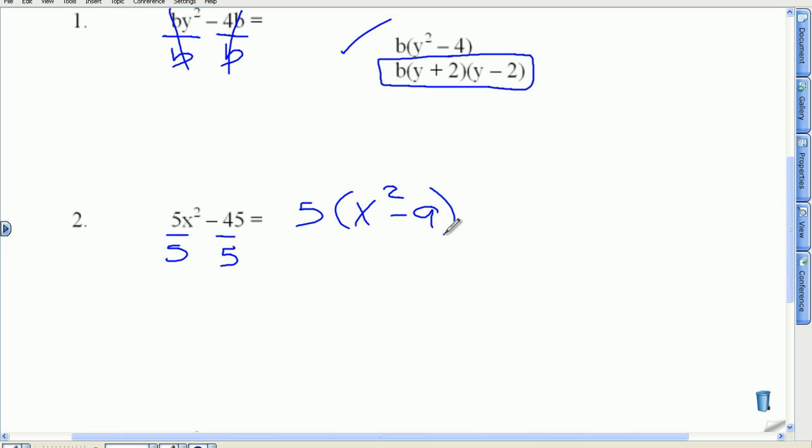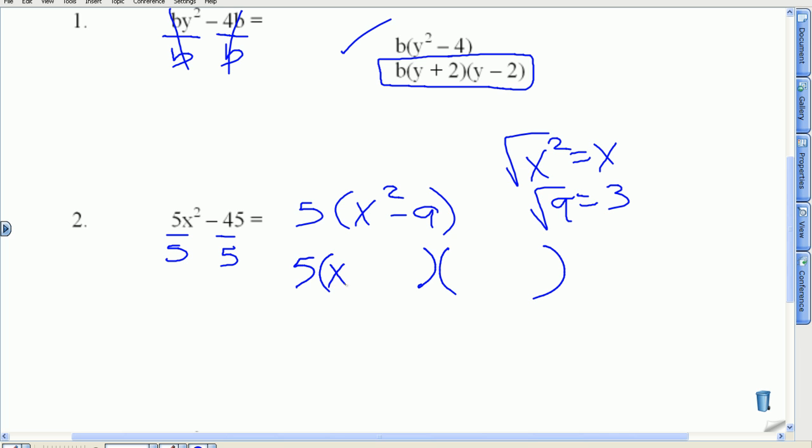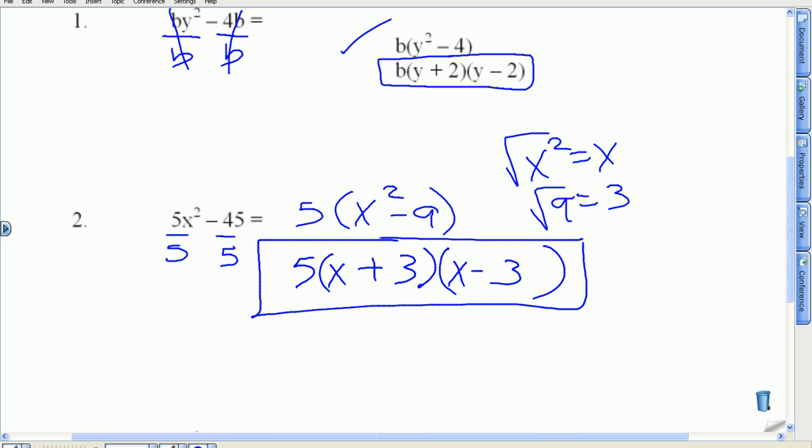Step 2, is this difference of two squares? Well, the square root of x squared is x. The square root of 9 is 3. So they are perfect squares, and there's a minus sign in between them. So the way we factor difference of two squares, square root of x squared, square root of 9, and then we throw in a plus and a minus. This is the factored form of 5x squared minus 45. GCF followed by difference of two squares. That was a two-step problem.